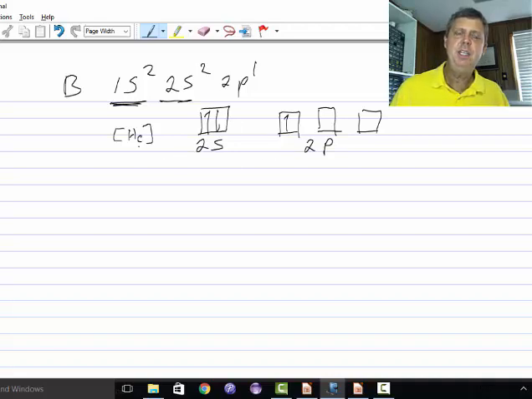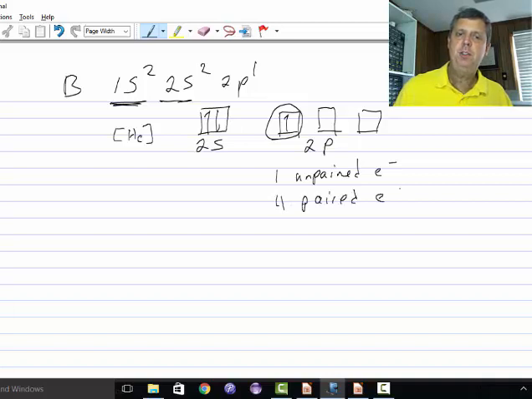It shows that in the boron atom, I've got a total of 1 electron that is unpaired. And I actually have 4 paired electrons total. Remember, I've got these 2, but I also have the 2 in the 1s. Can't forget about that. And now let's look at oxygen for a better example.